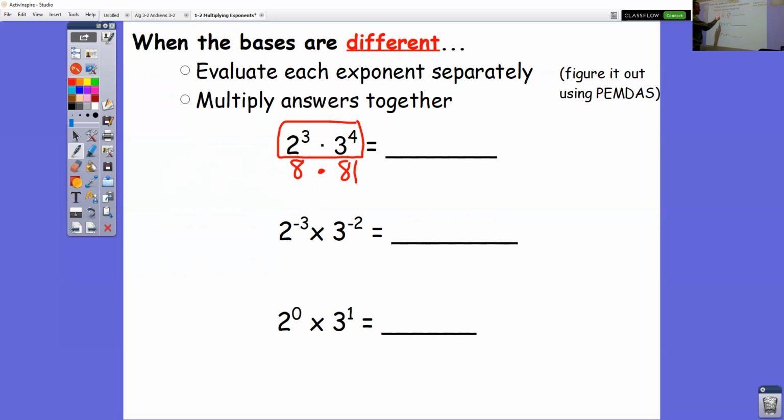So what you would type into the calculator is 2 caret button. Again, if you're using a different calculator, it might be y to the x or x to the y. 2 caret button 3 times 3 caret button 4 and hit equals. So when you do that, you get 648.